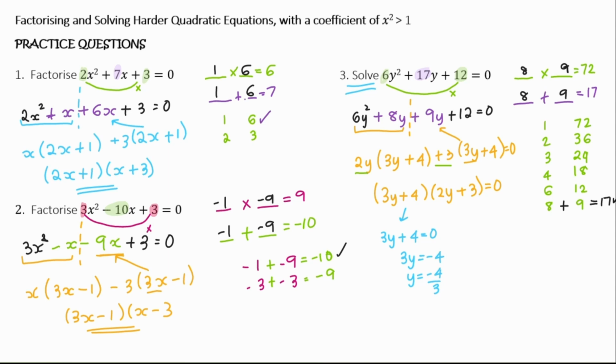For the second bracket, we have 2y plus 3 is equal to 0. So if we minus 3 on both sides, we will get 2y is equal to minus 3. And if we divide both sides by 2, we will get y is equal to minus 3 over 2. And these are our two solutions for number 3.